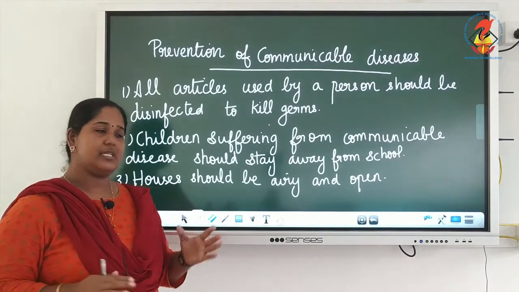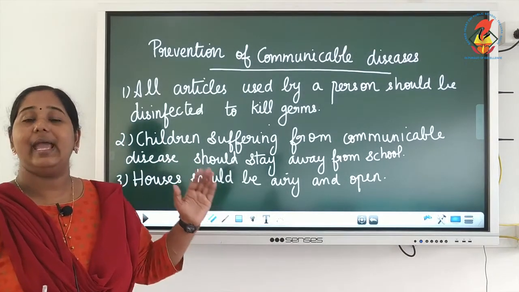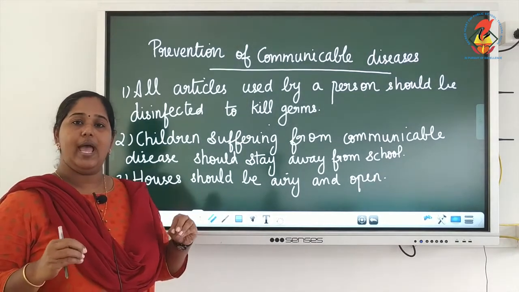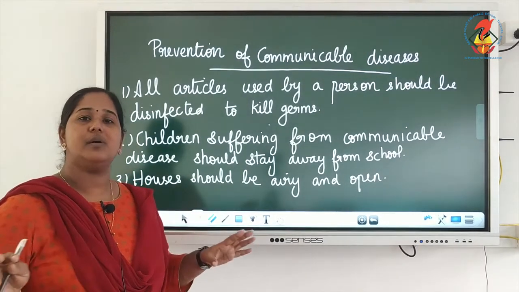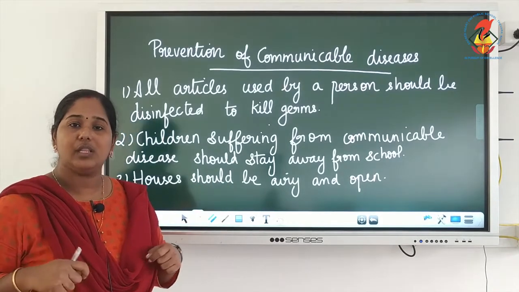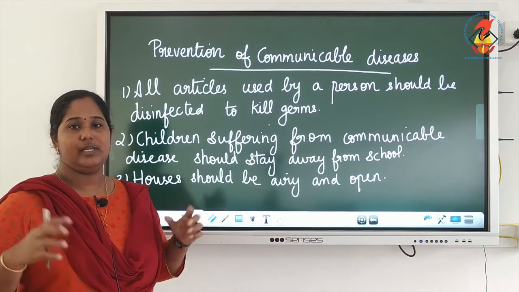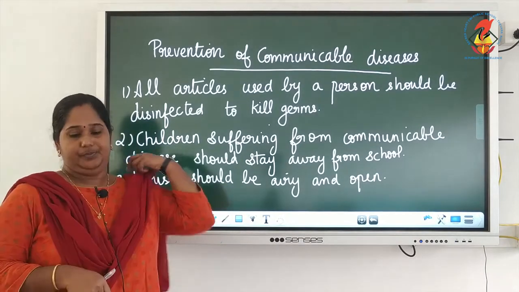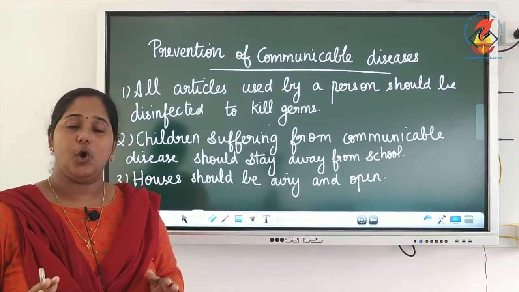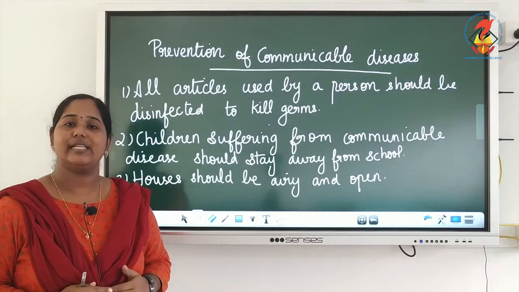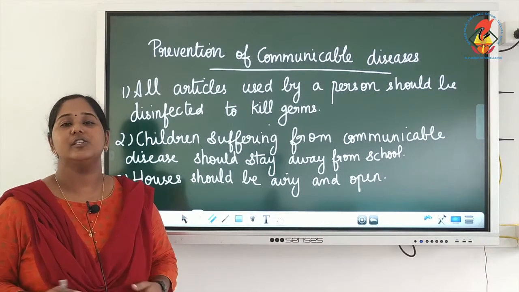So if you keep your houses airy and open, sunlight and air get into the room and almost all the germs can be killed by this process. Don't ever close all the windows and doors. It is very suffocating, and the germs will not be killed. So always when you are at home, open all the windows, let fresh air and sunlight enter your rooms and kill the germs naturally.